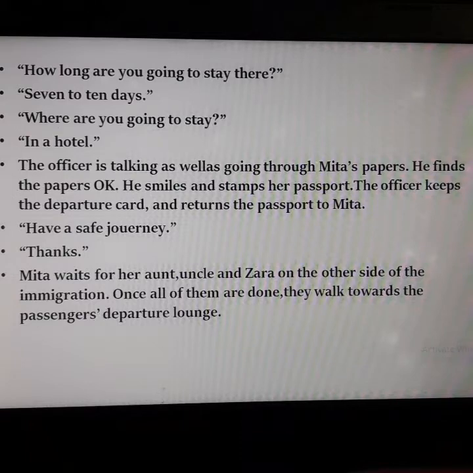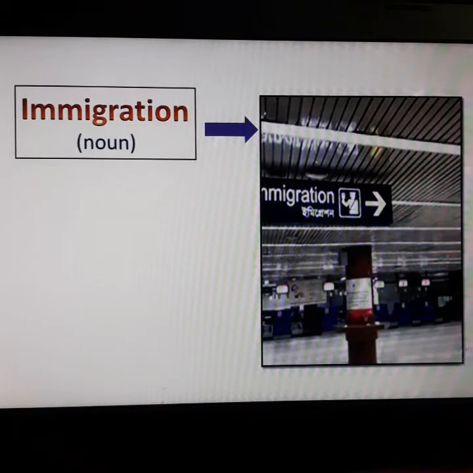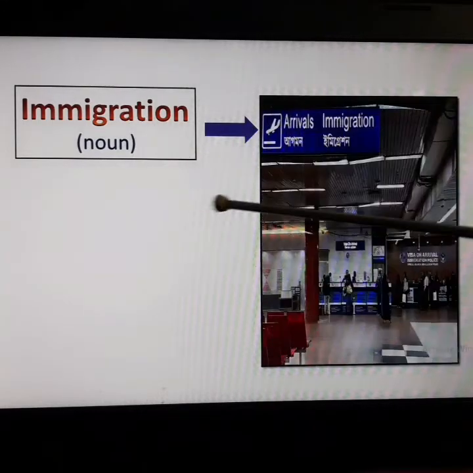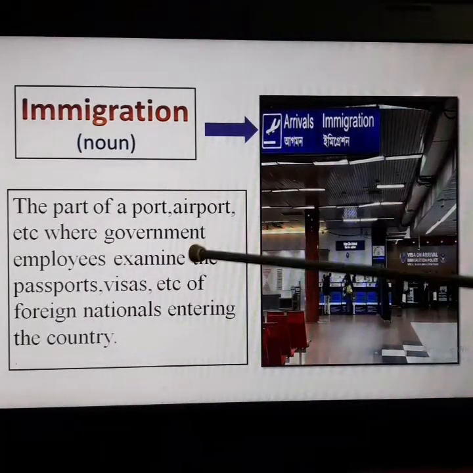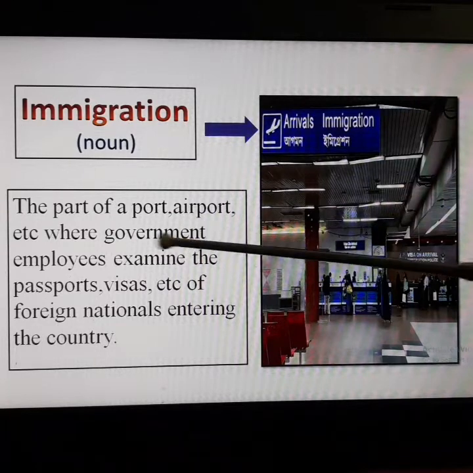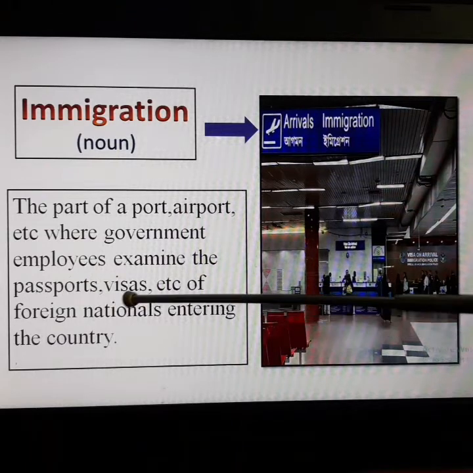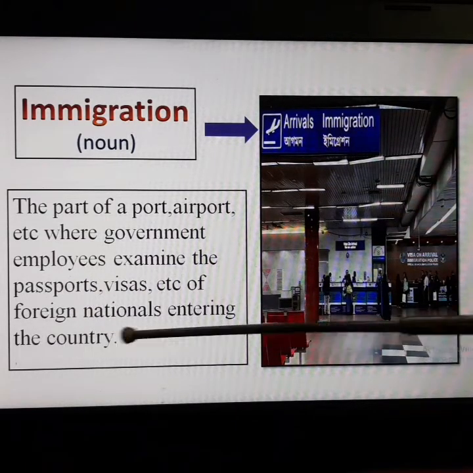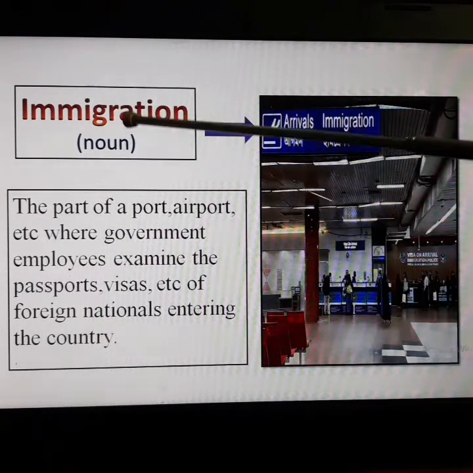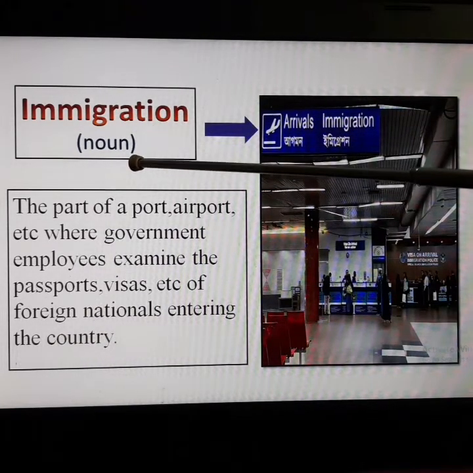Dear learners, now we will learn some new words, their meanings, identify the parts of speech and make sentences using these words. So let's try immigration. It's a noun. The part of a port, airport, etc., where government employees examine the passports, visas, etc. of foreign nationals entering the country. Immigration, its Bengali meaning is Obhibashon.